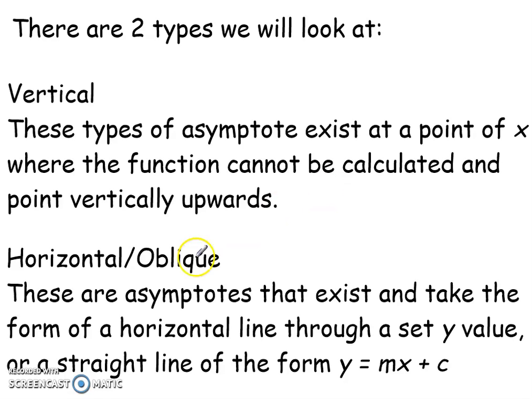There is another one which is called a horizontal or oblique asymptote. Now these are asymptotes that exist and take the form of a horizontal line through a set y value, or a straight line of the form y = mx + c. So it could be a straight horizontal line, similar to the vertical line, but for all the values of x at one set value of y, or it could be a straight line in the form y = mx + c. So we're going to look at how we calculate each of those.